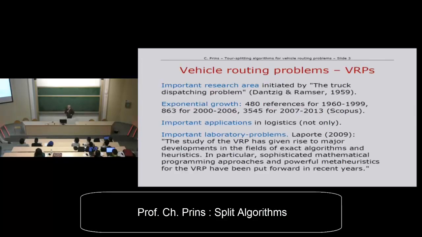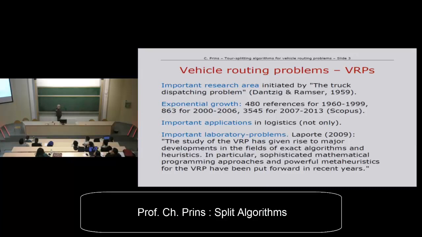So vehicle routing problems, or VRPs in short, is an important research area. It started in operations research with a paper by Dantzig and Ramser in 1959. So it's not recent, and it's a research domain with exponential growth. I stopped in 2013, but there were already more than 3,000 papers in Scopus for the period 2007-2013. These problems have, of course, important applications in logistics, in distribution, but not only.